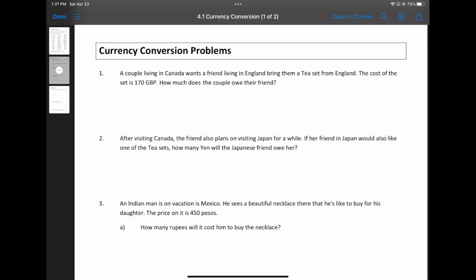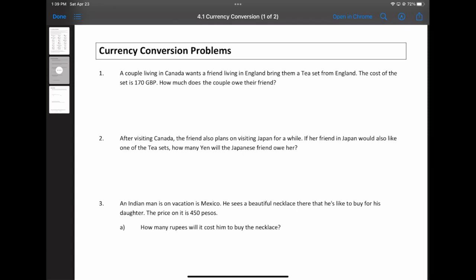So for example one, a couple living in Canada wants a friend living in England to bring them a tea set from England. The cost of the set is 170 Great British pounds. How much does the couple owe their friend? And we're going to assume that they're going to pay them in Canadian dollars.